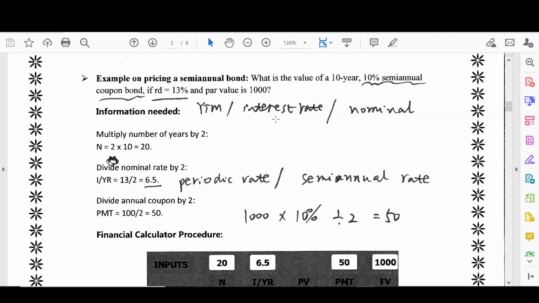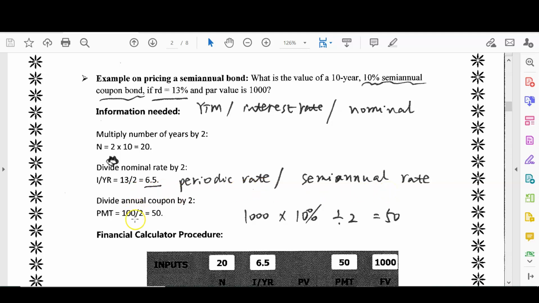So for N, we're going to input the number of half years. We use the 10 years in total multiplied by 2, so we have 20 half years in total. For I, we need to input the semi-annual rate or semi-annual yield to maturity. So we use this 13%, the nominal annual cost of debt or nominal annual yield to maturity, divided by 2. So we have 6.5 as our periodic rate or semi-annual rate.